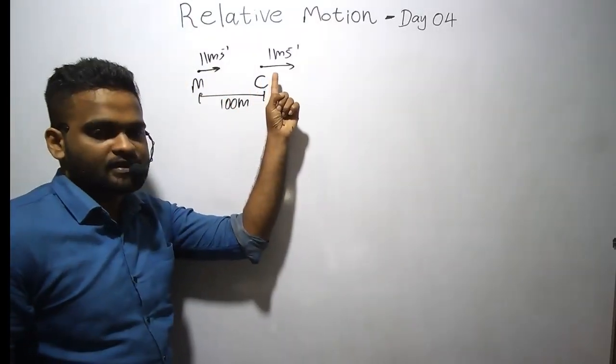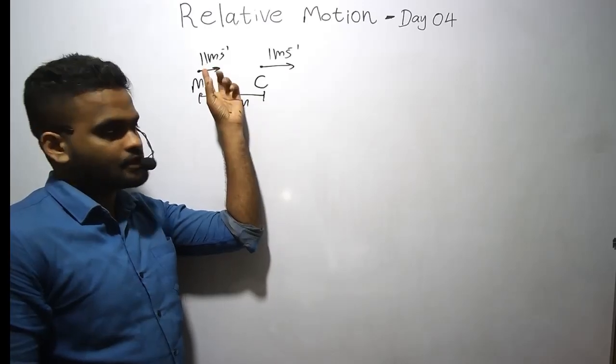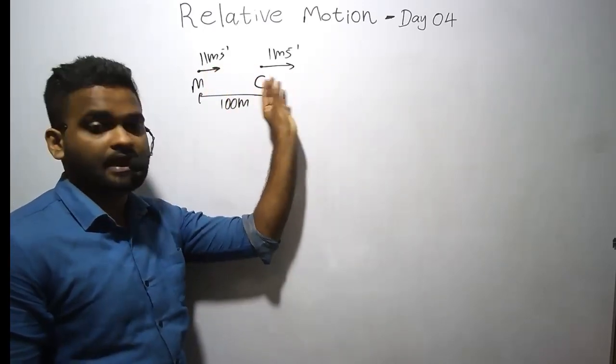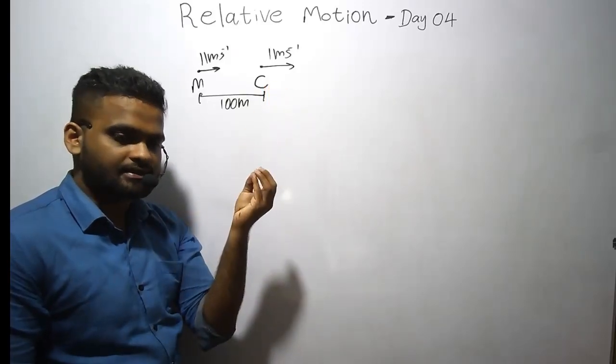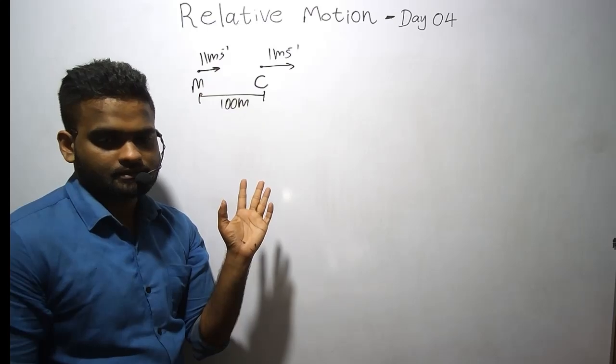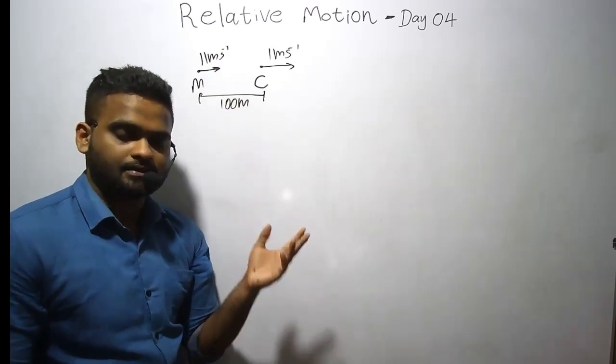So this is moving slower, this is moving faster. So eventually, the motorcycle is going to pass the cycle, right? So what they ask is the time it requires to pass the cycle. Okay, so that's what they ask.